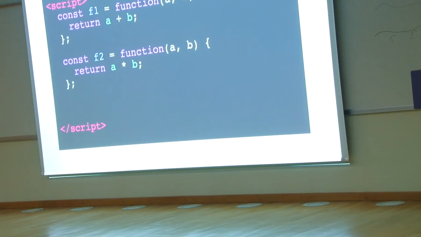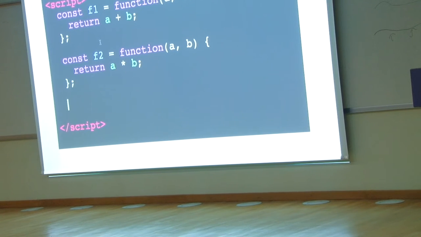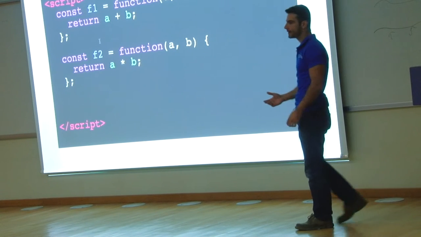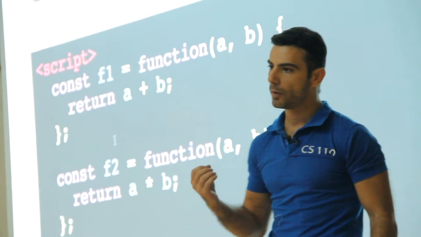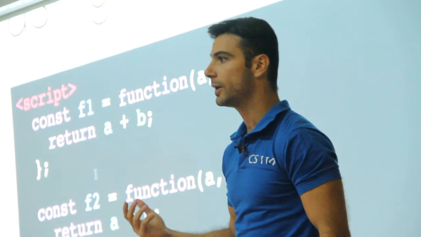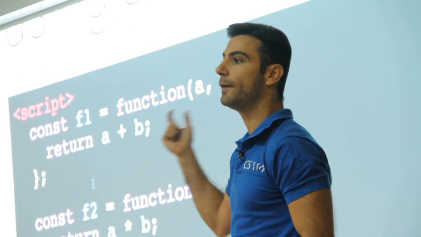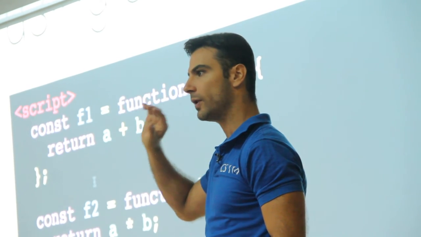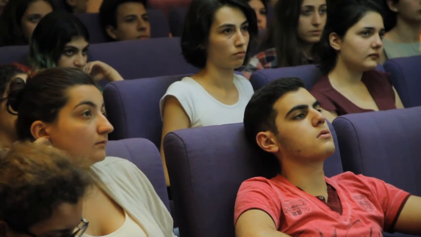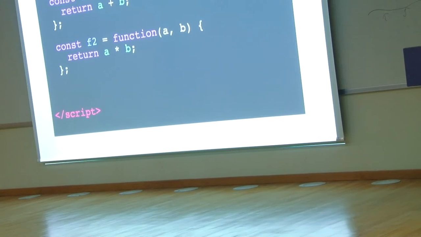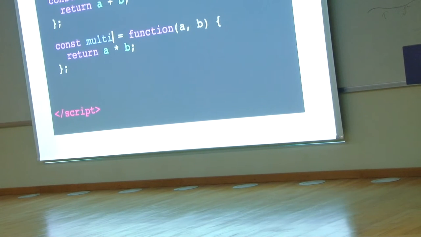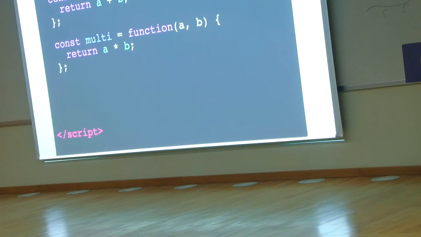Now, notice the names that I used. F1, it's difficult to tell that F1 means a function that adds numbers together, right? One of the things that programmers spend a lot of time doing is figuring out how to name their variables so that it's clear and easy to understand. F1 is not very easy to understand. So you can name it something better, like add. So let's call this add. Something like that, right? Good. So this is very important.